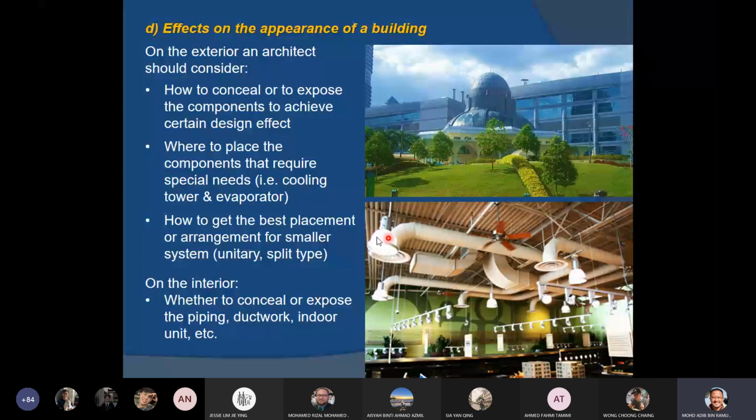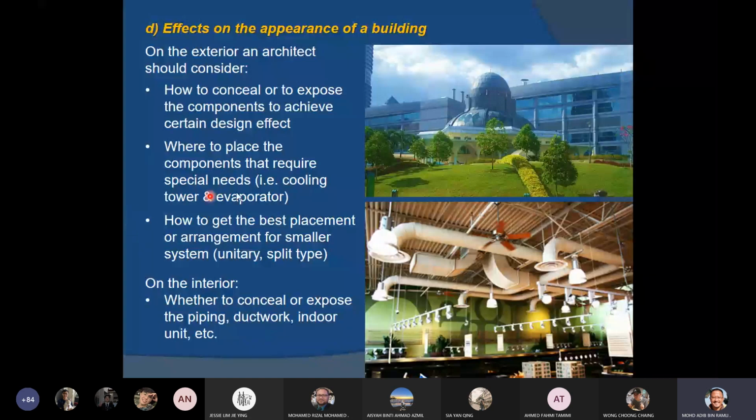On the exterior, what you should consider is how to conceal or expose the components to achieve a certain design effect. What I'm trying to show here is this building, the DCS, the district cooling system, where you actually make it look like a normal office building instead of showing its true color, the cooling tower, everything. So this is a good way to conceal the aircon equipment.